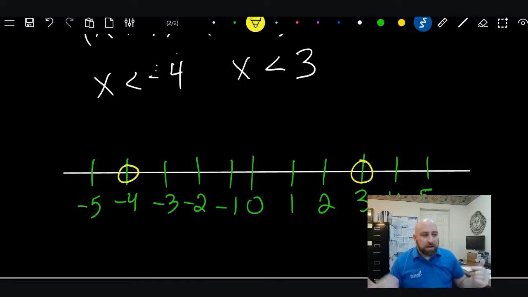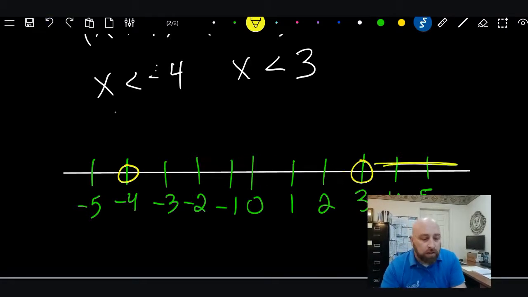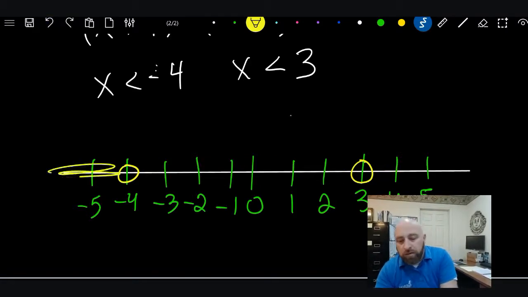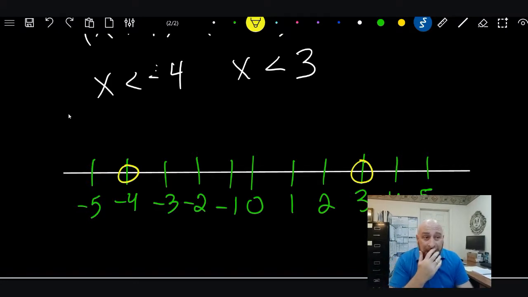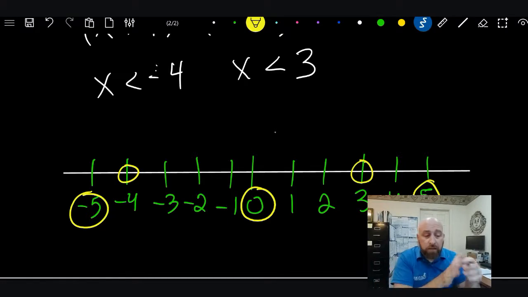Now the question becomes, what works? What do I color in? Do I color this in the middle? Do I color this in up here? So what we have to do is we have to test points. Remember this from Algebra 1? I'm going to choose 1 point from outside on the left, 1 point from the inside, and 1 point from outside on the right.